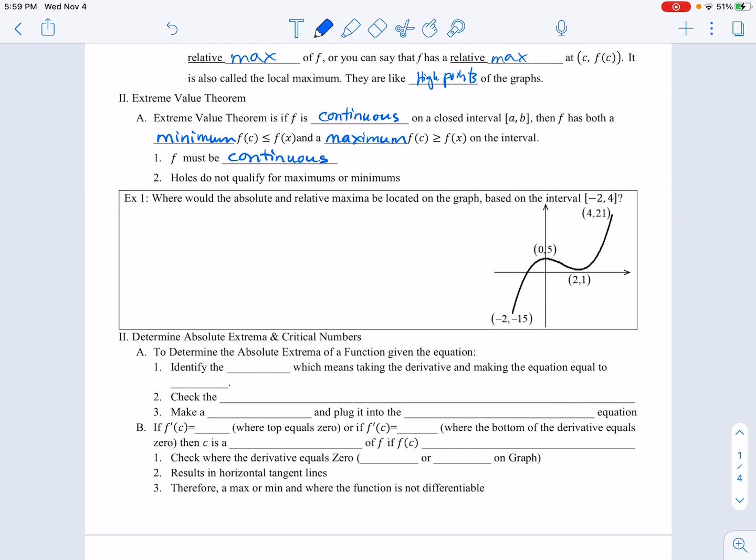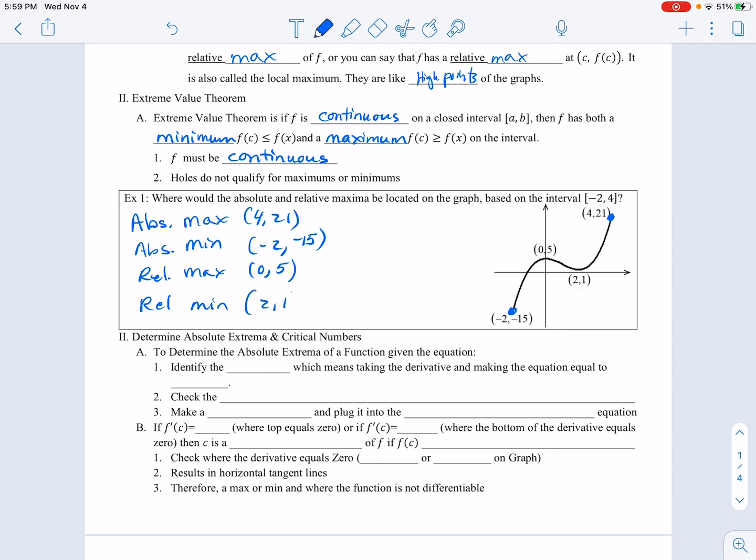Where would the absolute and relative maximum be located on the graph? On the interval -2 to 4, so this is a closed interval. The absolute max is at (4, 21). Absolute min is at (-2, -15). A relative max is the high point at 0.5. And a relative min is at 2.1.